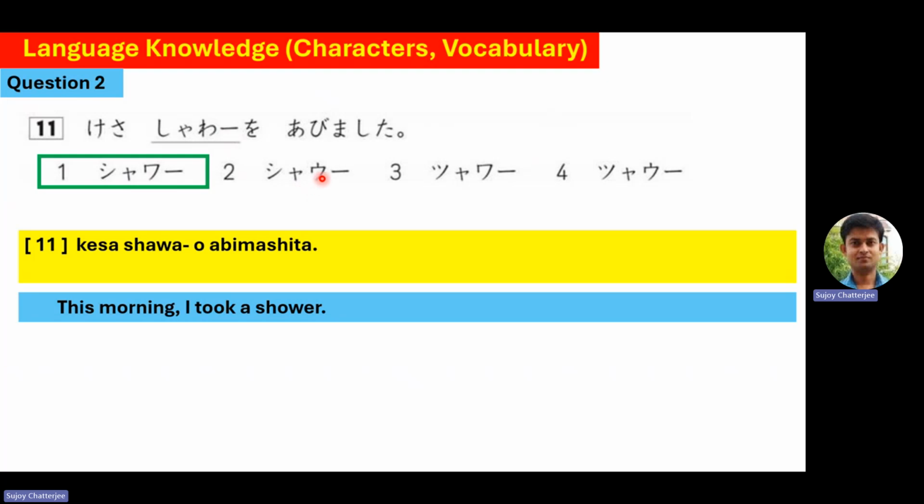This is u, shau, and this is again not sha, this is something else, you all know. So to confuse you, they have given similar looking kanji. So this is shawa.